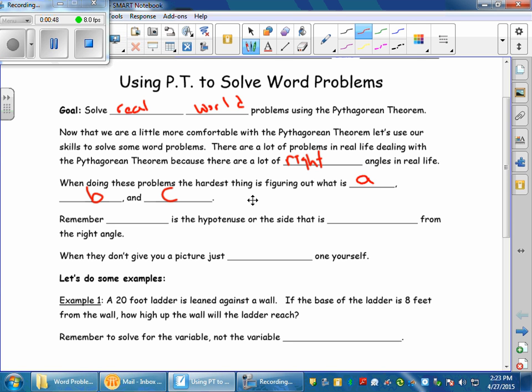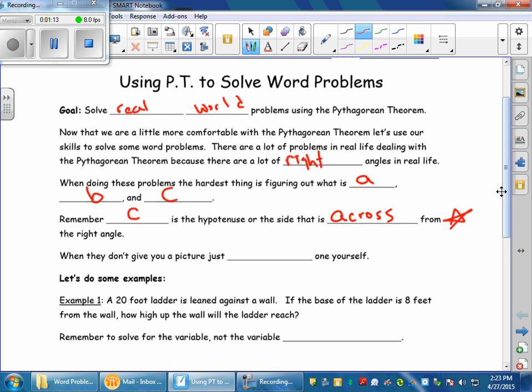Now typically we say C is the largest, but if one of the side lengths is missing, you're not going to be sure which one is the largest. So the thing I want you to remember even more than the largest is remember that C is the hypotenuse, or the side that is across from the right angle. This is going to be even more important than the largest side.